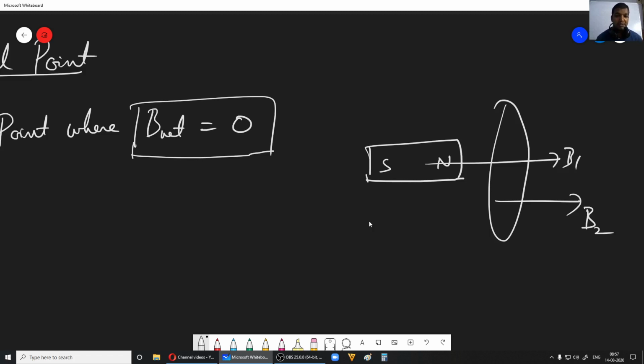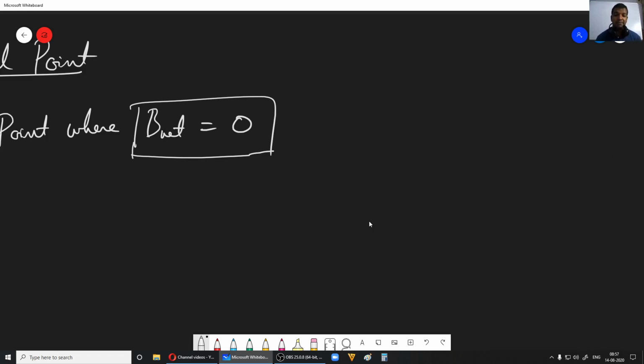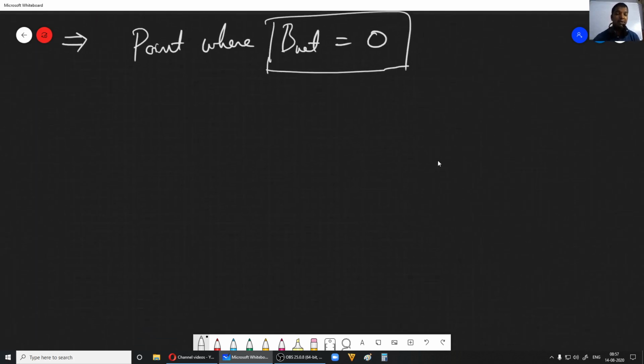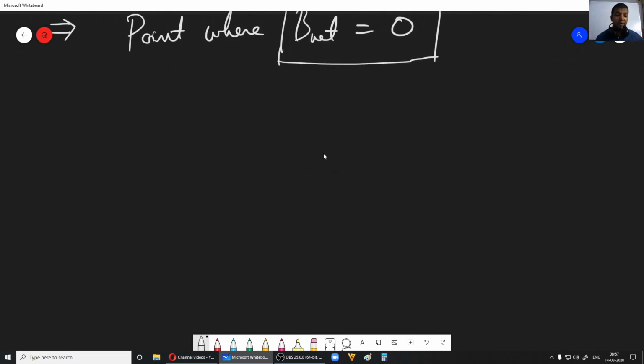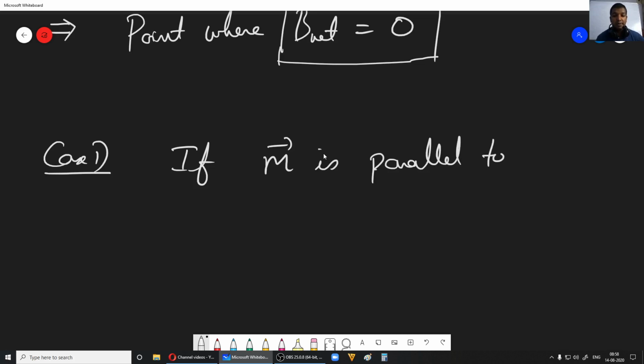So here we will be discussing the null point when a magnet is kept in a horizontal plane and a vertical plane. If you understand this concept, you can try to do it for a current carrying loop also. Now let us start with case 1. In this case 1, we are considering a bar magnet placed such that its magnetic moment is parallel to the Earth's magnetic field.